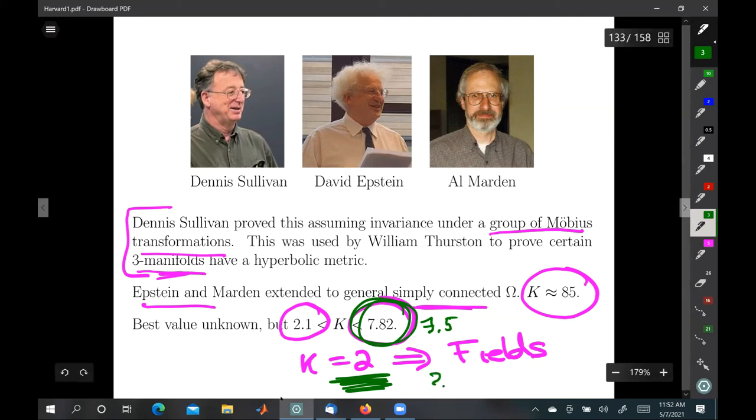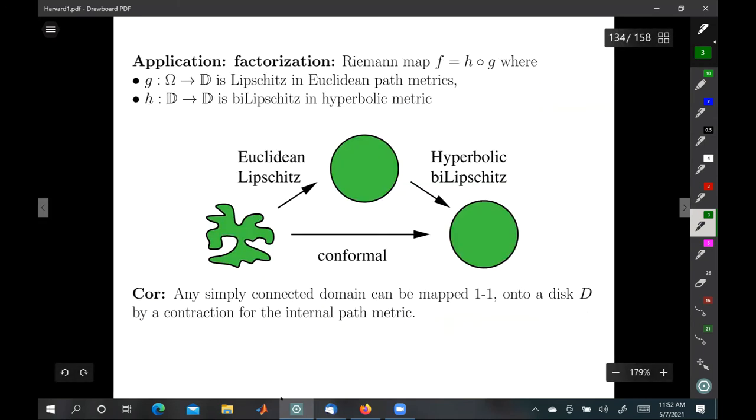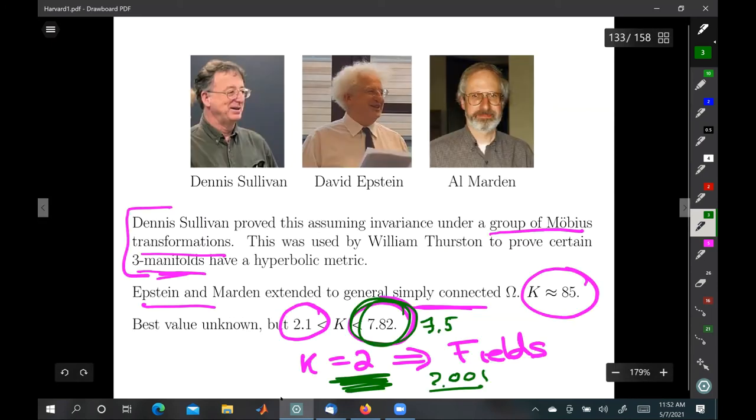I mean, 2.001 would probably improve what's known, but you really need to get quite close to 2 to be famous. Unfortunately. Chris, can I ask a question? Of course. We love questions. So the example for 2.1 is the logarithmic spiral, right? Yes, that's right. So that's due to Markovic and Marden. I didn't write their names down, but that is... So, yeah.